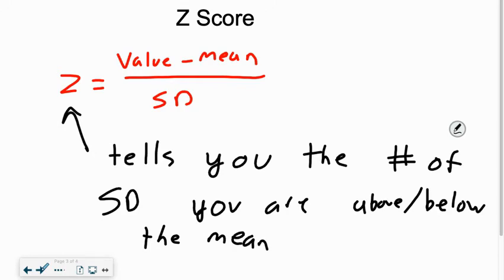So if your value is less than the mean, it's going to be a negative number by plugging this in, because a value lower than the mean is going to get you negative. If your value is above the mean, you're going to get a positive number. So you take your data value that you want to look at, subtract the mean, and divide by the standard deviation to get a z-score. And that will tell you how far above or below the mean that data point is.